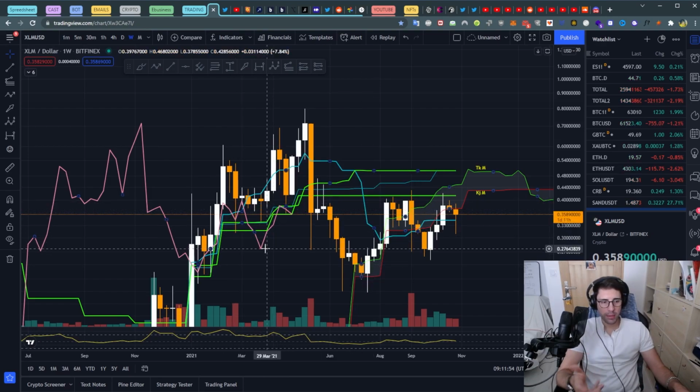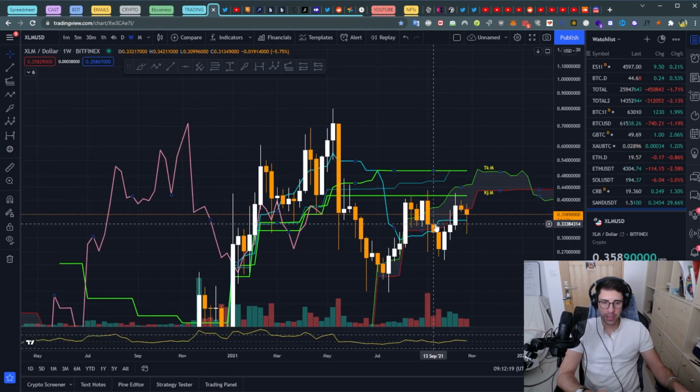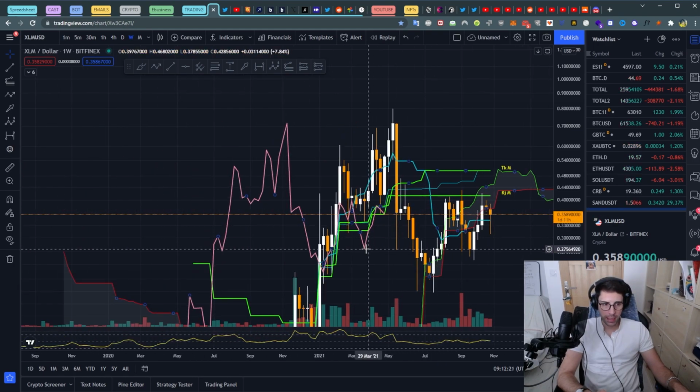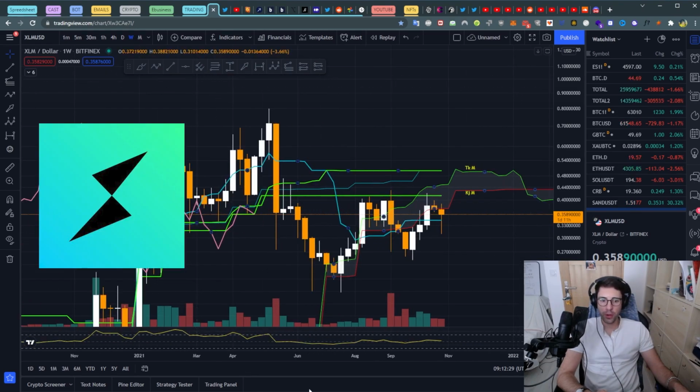So this will create some resistance at 0.2764. So if we have our candle closing under the Tenkan at some point, then you can expect to go as low as here at 0.27 for the first take profit on a short. The second one will be about here at 0.23. So that's it for XLM.